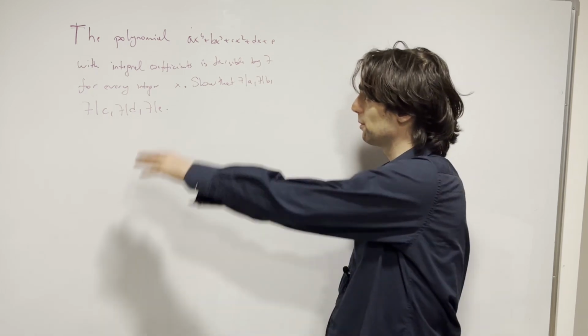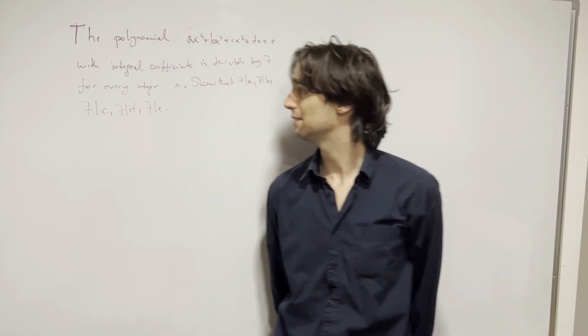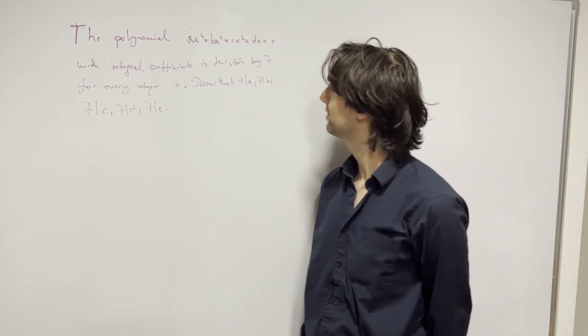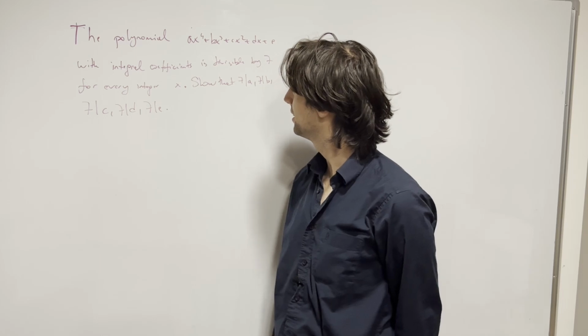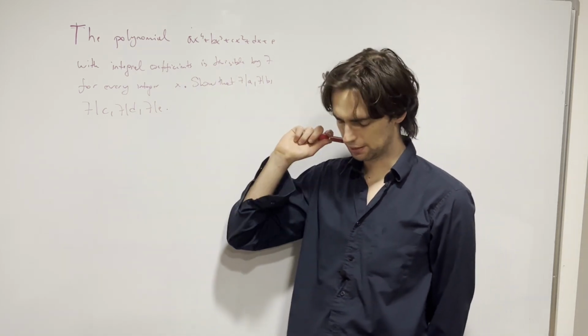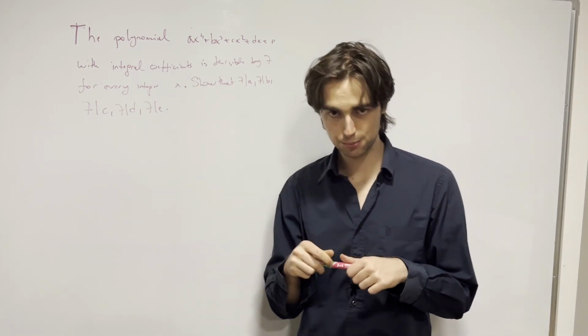So your polynomial of degree 4 has integer coefficients and is divisible by 7 for every integer x. Show that 7 divides every single one of these coefficients. So this is divisible by 7 for every x. Show 7 divides this. Well, what can we do?